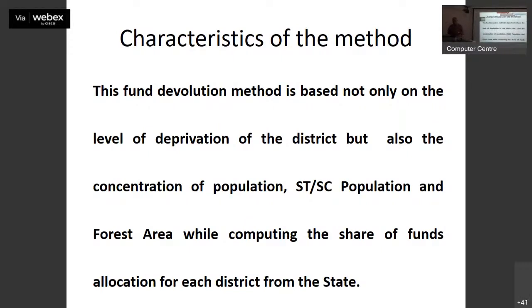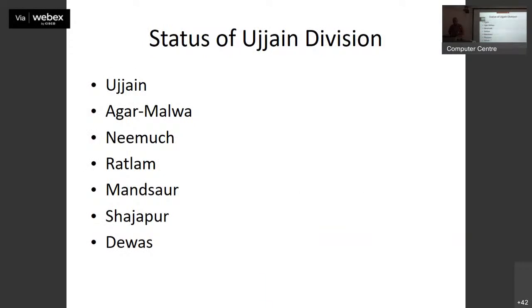This fund devolution method is based not only on the level of deprivation of the district, but also on the concentration of population, ST population, and forest area, while computing the share of fund allocated to each district. It is not only on deprivation, but there is also a focus on these things.